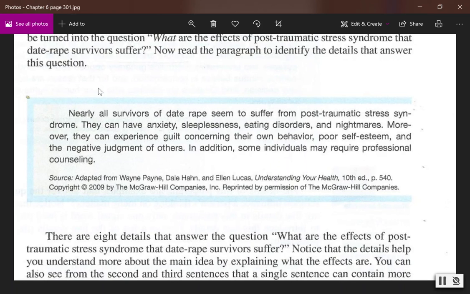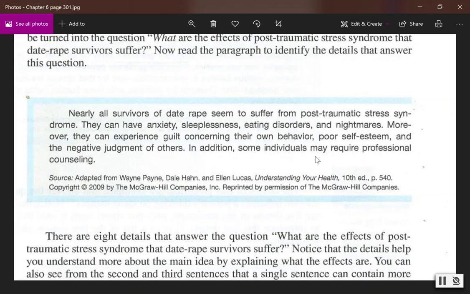So here, this first sentence is our stated main idea. We're talking about survivors of date rape, and our main point is that they seem to suffer from post-traumatic stress syndrome. Okay? So the rest of these three other sentences are supporting details. But as you can see, in each sentence, they list multiple things. The second sentence here has anxiety, sleeplessness, eating disorders, and nightmares. That's 4 things right there.